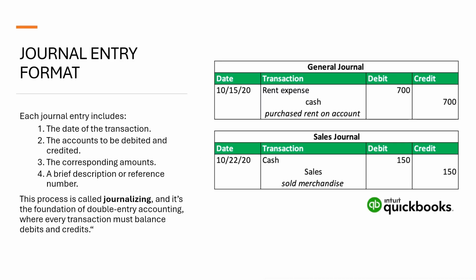Here we have 2 journals as examples. The table shows a standard format of a journal that each journal entry needs to follow. It includes the date of the transaction, accounts debited and credited, corresponding amounts, and a brief explanation. This process is called journalizing and is the foundation of double entry accounting, where every transaction must balance debit and credit. This ensures consistency and clarity in financial reporting.